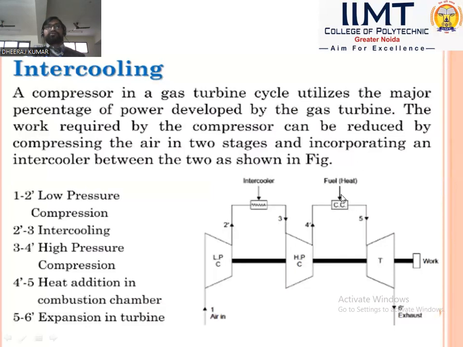This air is supplied to the combustion chamber where fuel is supplied, and the air and fuel mixture is burned inside the combustion chamber. So hot gases are generated. These hot gases are supplied to the turbine. Hot gases expand inside the turbine and mechanical work is developed. Process 5 to 6 is the expansion process. This process is a reversible adiabatic expansion process or isentropic expansion process. Expansion occurs inside the turbine. This is the working of intercooling.